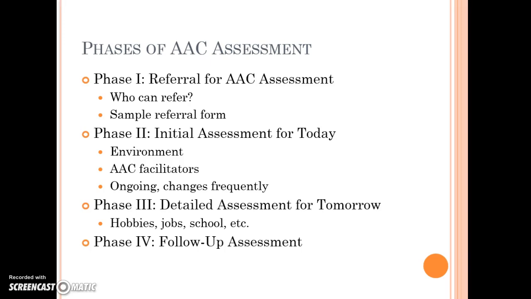What kind of hobbies do they have? What kind of jobs might they have? What curricular units are coming up at school? Things like that. And stage 4 is the follow-up assessment. Follow-up is crucial with AAC. You always need to be checking in with your clients, even if therapy has ended, making sure that the technology, high-tech, mid-tech, or low-tech, whatever you're using, is working and up-to-date, and all of that. Follow-up is so important.